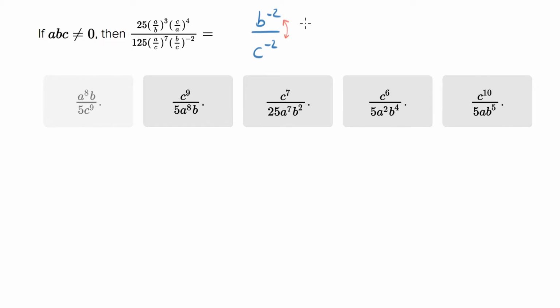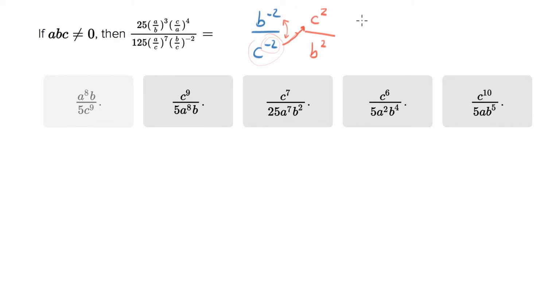So this b to the negative 2 will turn into 1 over b squared. C to the negative 2 will turn into c squared, right? So notice that the sign changed and it moved from the bottom to the top of the fraction.